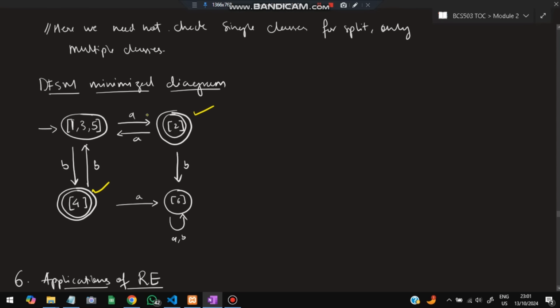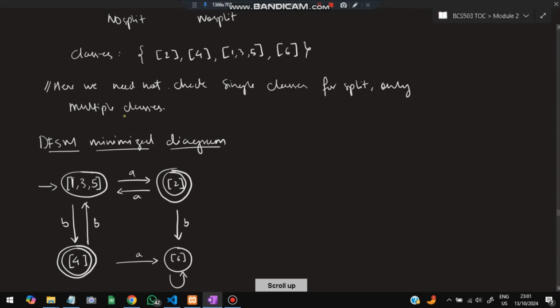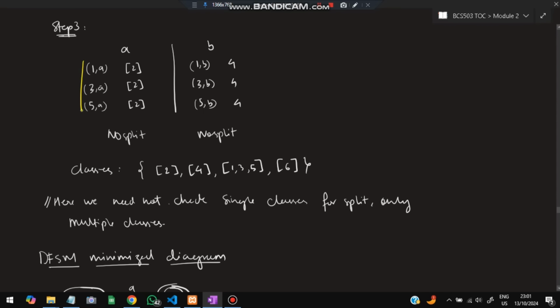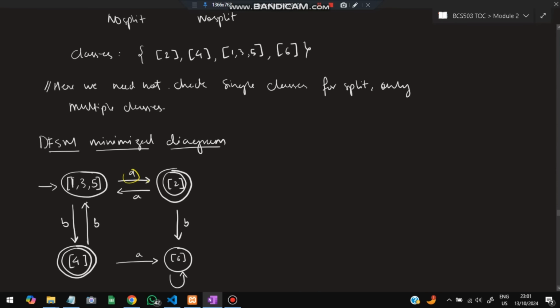Now the question comes, how do we make these arrow diagrams? Observe carefully. 1, 3 and 5. I have considered here 1, 3 and 5, right? 1, 3 and 5 on A, where is it going? It is going to 2. So here I have written 1, 3, 5 on A, it is going to 2.